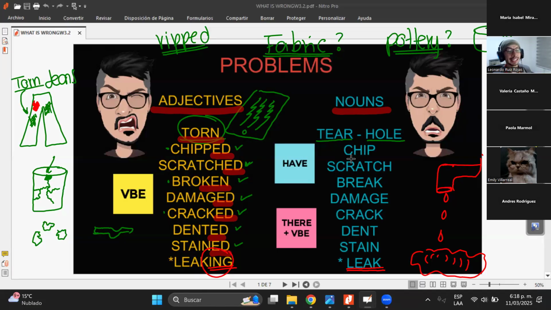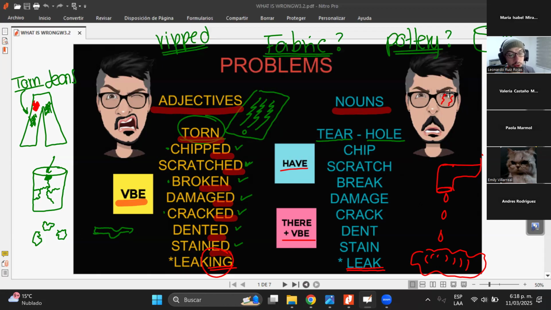Okay, very good. So in this case, guys, remember that we have two possibilities, no? If it's any of these options, we use the verb to be, like the cell phone is scratched, the glass is chipped, the glass is broken, the cup is cracked, the pipe is leaking, the glasses are scratched, the jeans are torn, no problem, right? The bicycle is dented. But if I use one of the nouns, then the verb is not going to be that. It's going to be have or the combination there is or there are, right?